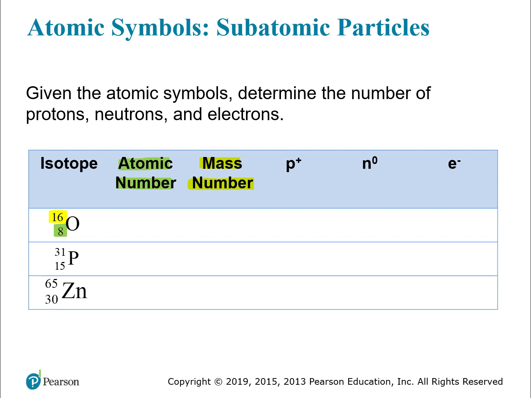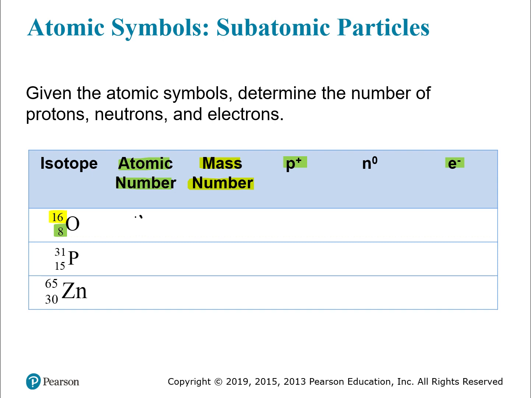The atomic number is the same thing as the number of protons. And in a neutral atom, that number should also be the same for the electrons. So the only thing we really have to do any math for is the number of neutrons.